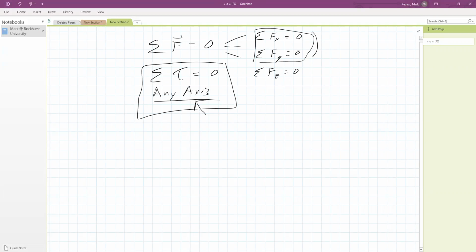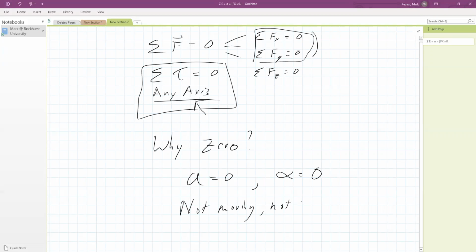Okay. Why are all these zero? The reason is that the acceleration is equal to zero and the angular acceleration is equal to zero. So there's no angular acceleration either. And the basic idea is that nothing is moving and it's not accelerating either.